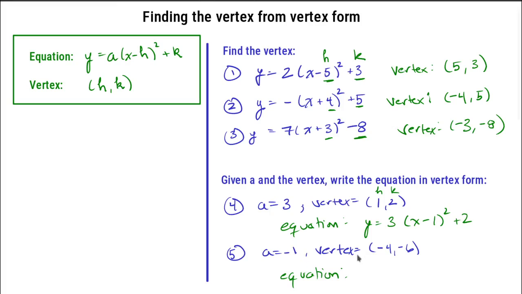So a is negative 1 this time, the vertex is minus 4, comma minus 6. So y equals negative 1, or just minus x, and then h is negative 4. So negative 4 would be what we're looking at. That's just plus 4 in here. Minus 4 becomes a plus 4, squared. And then minus 6, we keep the sign the same on that one. Minus 6 is the constant term outside the parentheses.